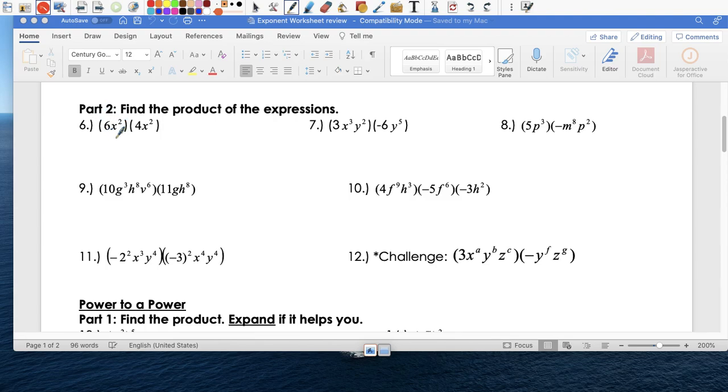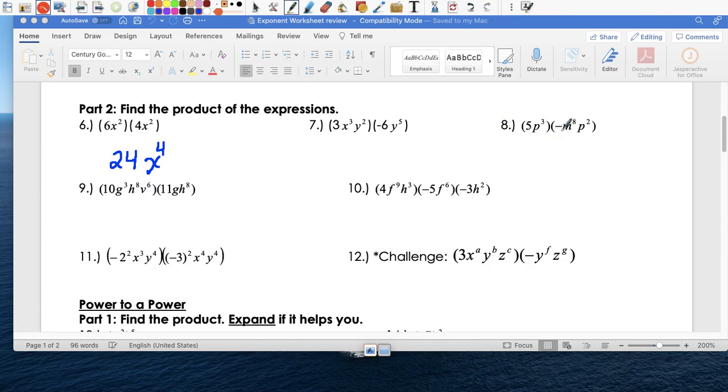But anyways, let's do the coefficients. It's 6 times 4. They're not the same base, so we're not going to add any exponents. We're just going to multiply 6 times 4. 6 times 4 is 24. Now the x and the x here, the bases are the same, and we can add the exponents. 2 plus 2, 4.